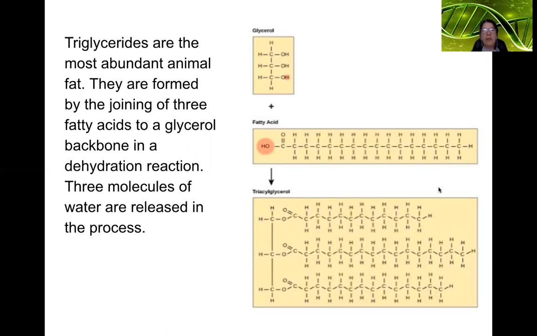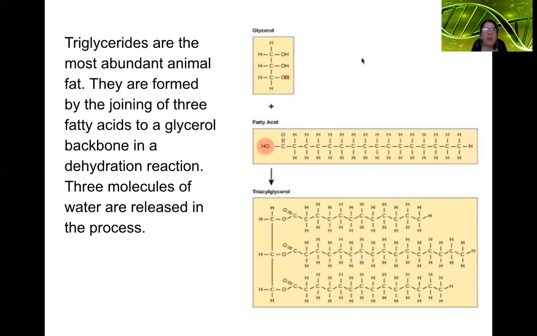Okay, the first class of lipids we're going to be talking about are triglycerides. They're the most abundant animal fat. They're formed by the joining of 3 fatty acids to a glycerol molecule. Glycerol, it ends in OL. That means it's an alcohol. And how do you know that it's an alcohol? It has lots of hydroxyl groups.